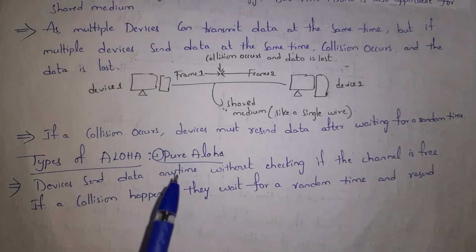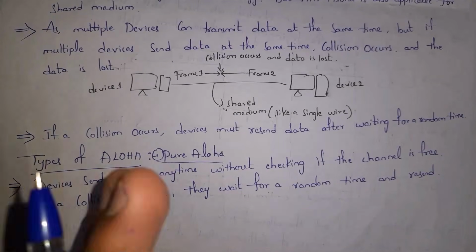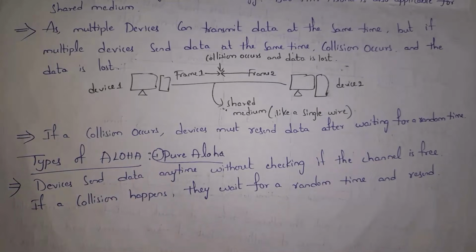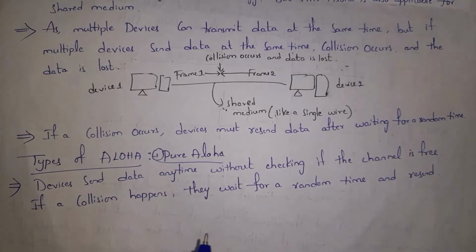At first, I will explain what is pure Aloha. Guys, in pure Aloha, without following any time period, device can send data at any time and device will not check whether channel is free or not. Channel is nothing but cable. Device will not check whether cable is free or not. Directly they will send data at any time. And if collision occurs, device need to resend data at different times. That is nothing but random times.